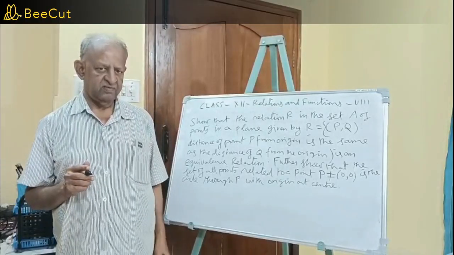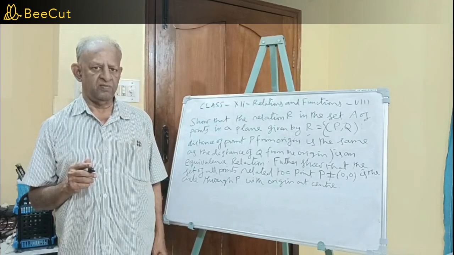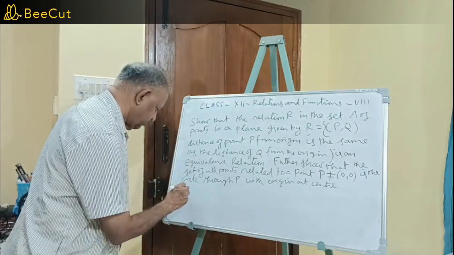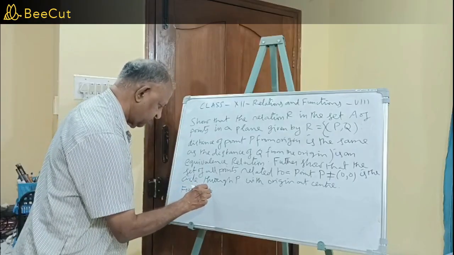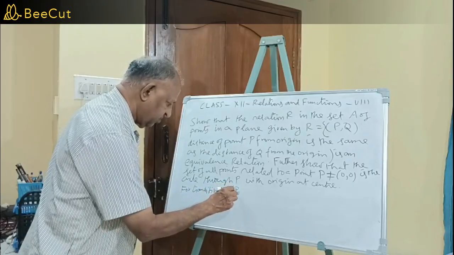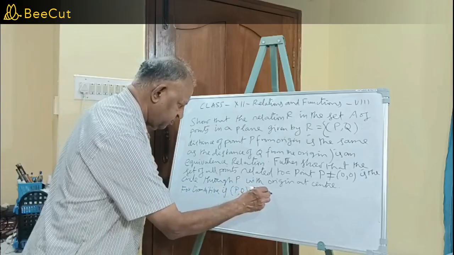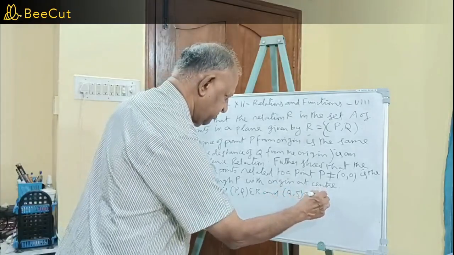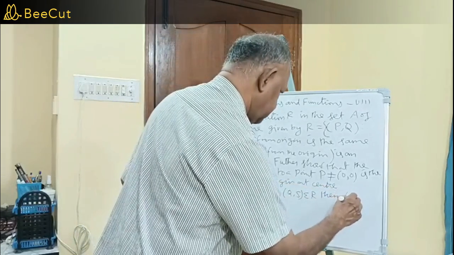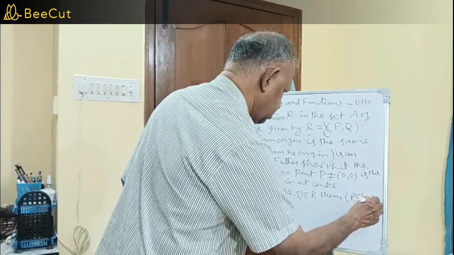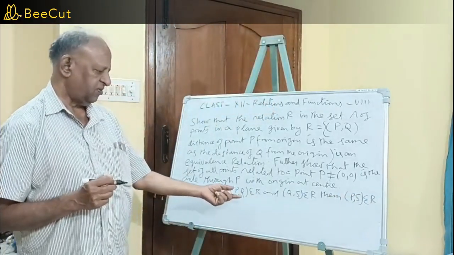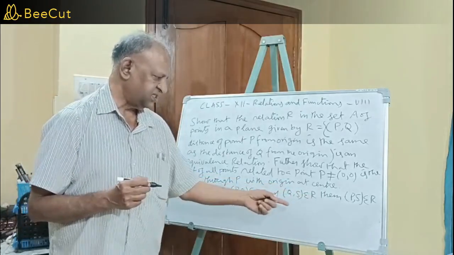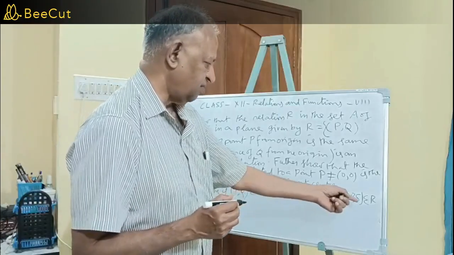For transitive, if (P, Q) belongs to R and (Q, S) belongs to R, then (P, S) belongs to R. Since the distance of P and Q from the origin are the same, and the distance of Q and S from the origin are the same, then the distance of P and S from the origin is the same.